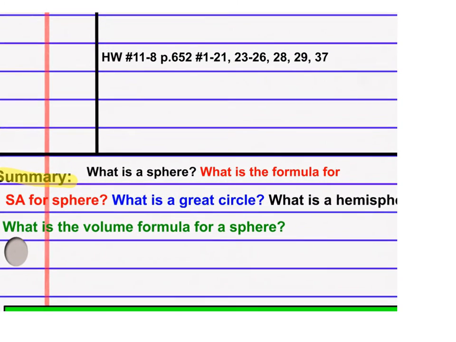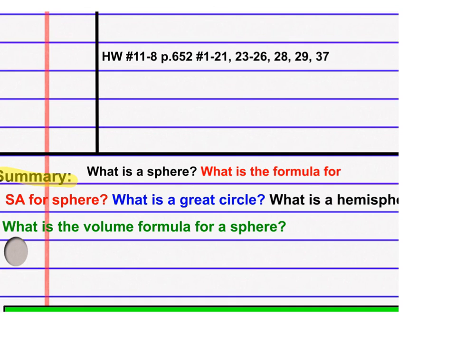All right, so the homework will be up: 1 through 21, 23 through 26, 28, 29, 37. Our summary: what is a sphere? What is the formula for surface area? What is a great circle? What is a hemisphere? And then lastly, what is the volume formula for a sphere? Hooray, we're done with chapter 11.